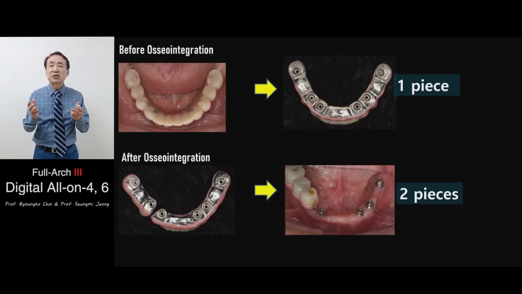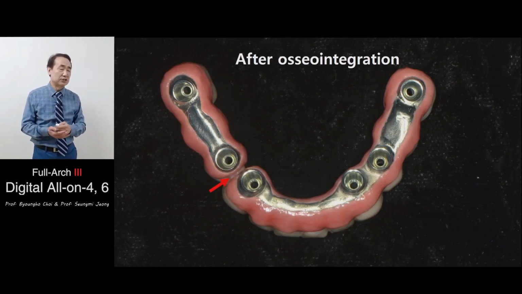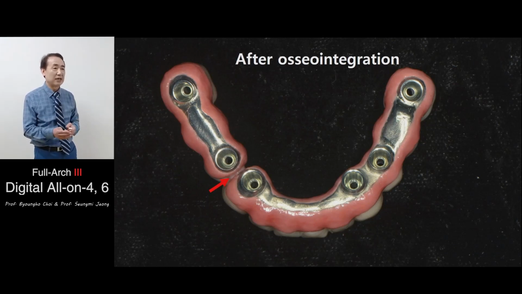This is our protocol. Before the osseointegration period, you can fabricate one piece of a prosthesis. After the osseointegration period, the prosthesis is sectioned into 2 pieces, and then they are replaced in the patient's mouth. The section site is between the canine and the first premolar sites for the aesthetics of the prosthesis.